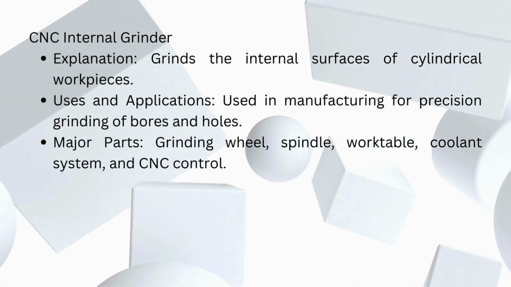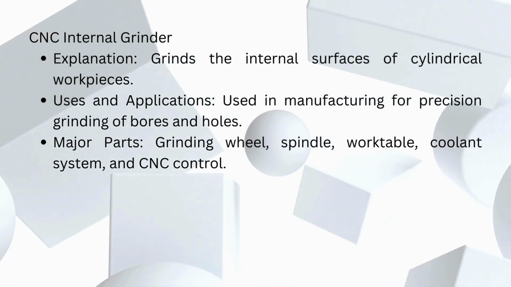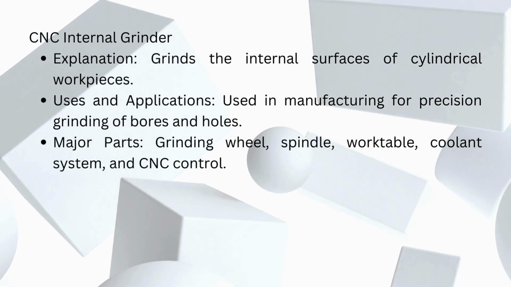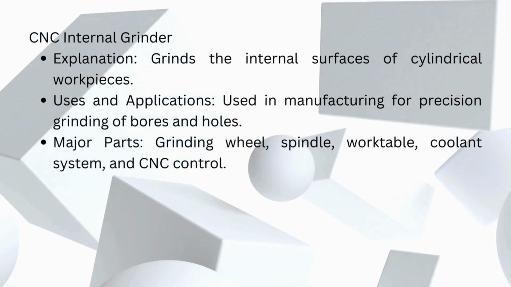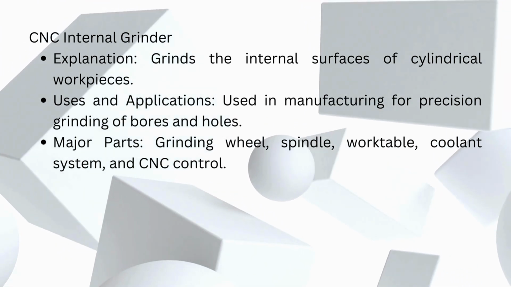CNC internal grinder. Explanation: grinds the internal surfaces of cylindrical workpieces. Uses and applications: used in manufacturing for precision grinding of bores and holes. Major parts: grinding wheel, spindle, work table, coolant system, and CNC control.